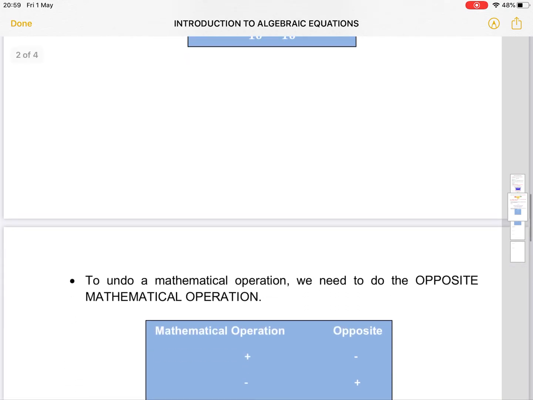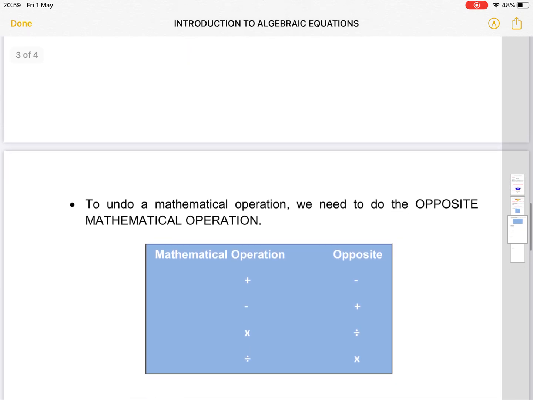in balance. Now, as we said earlier, we need to bring the unknown on its own in the equation to solve the equation, to be able to figure out what that unknown value is. To arrive at that step, we may need to undo certain mathematical operations to bring the unknown value on its own. Now, to undo a mathematical operation, we need to do the opposite mathematical operation.